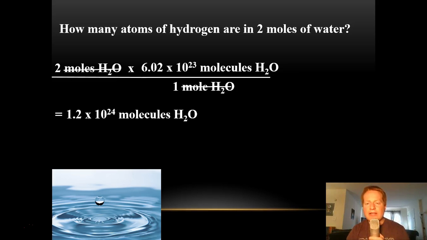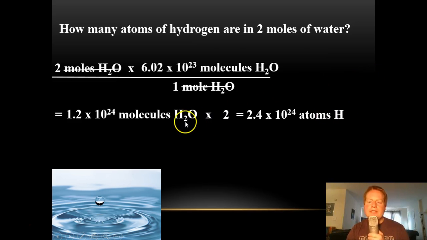But this is not the final answer. We just found how many molecules of H2O we have. So the question says how many atoms of hydrogen. It's very different, right? So there's a couple different ways we could do it. One way is we could say, all right, well, we know that for every molecule of water, H2O, there's 2 atoms of hydrogen in there, so we could just double our answer. And that would give us the correct answer, this many hydrogen atoms total, because we know there's 2 H's for every water molecule.